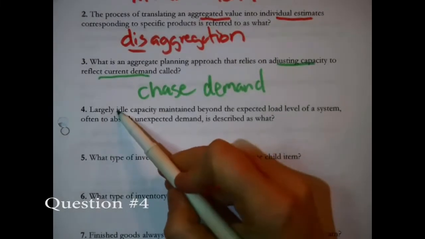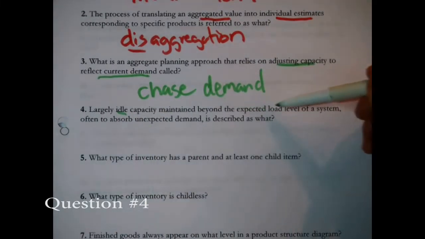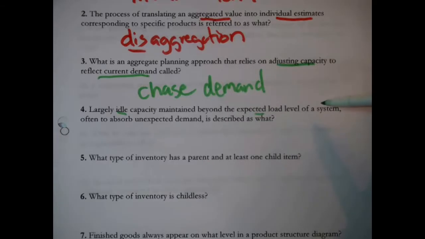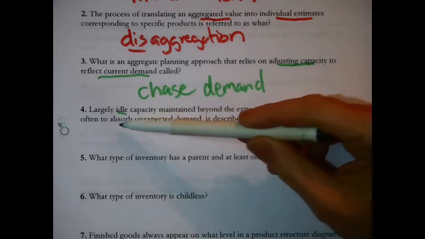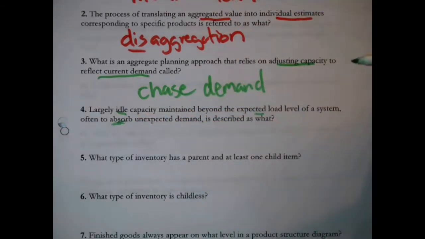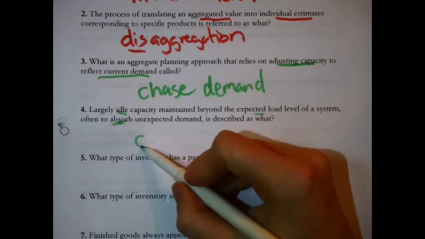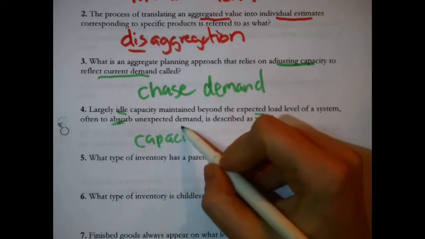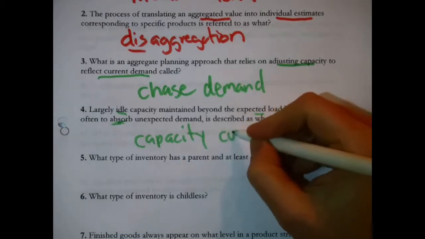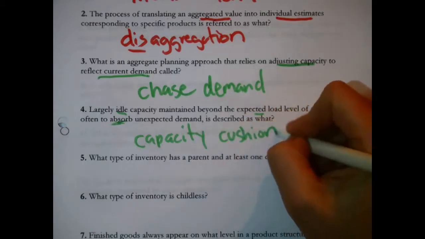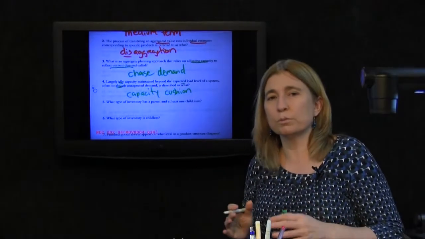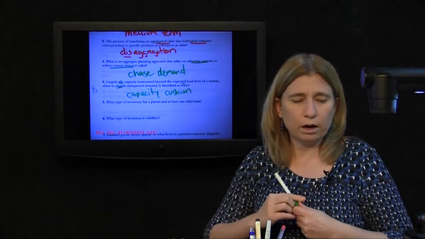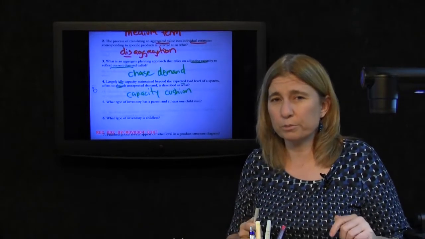Okay, next question. Largely idle capacity maintained beyond expected load level of a system, often to absorb, the keyword there, unexpected demand is described as what? That is a description of a capacity cushion, right? Think cushioning to absorb. That's basically where the term comes from.